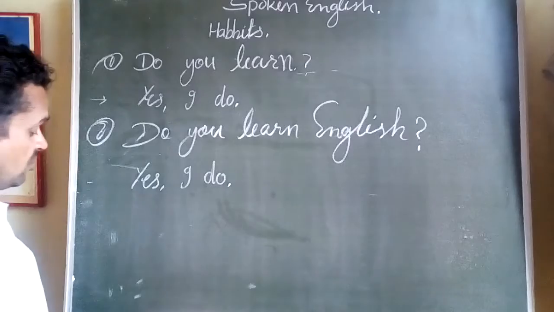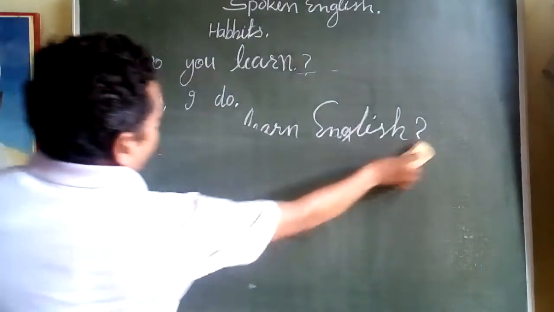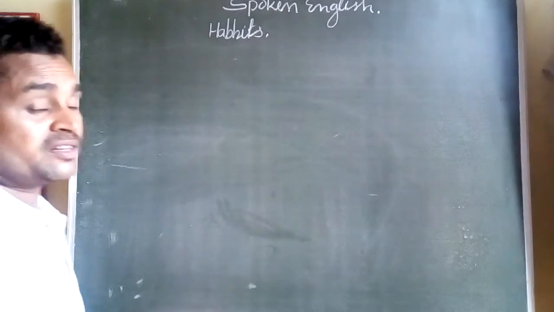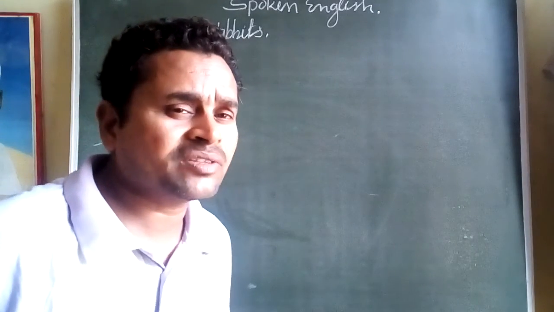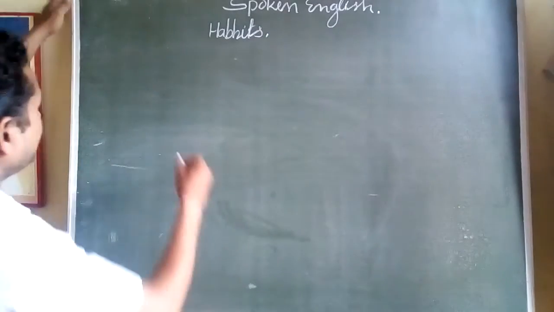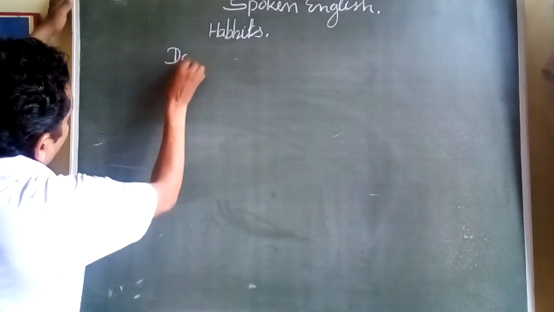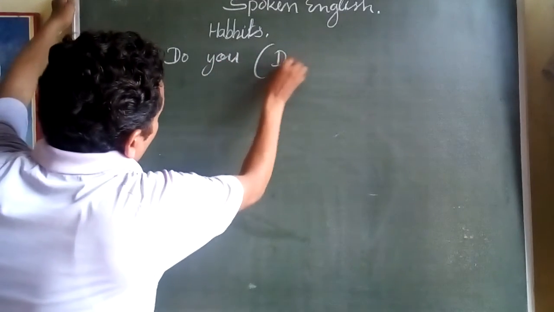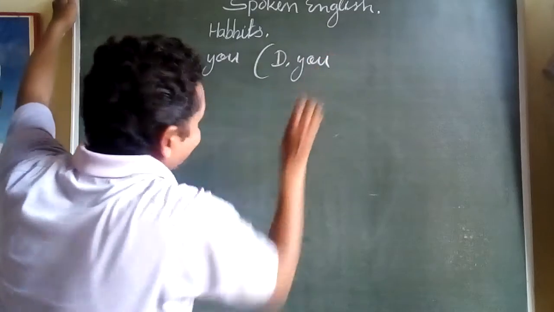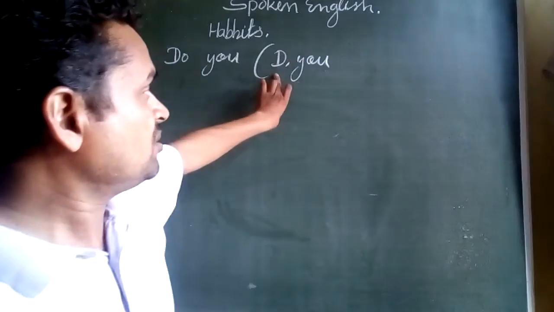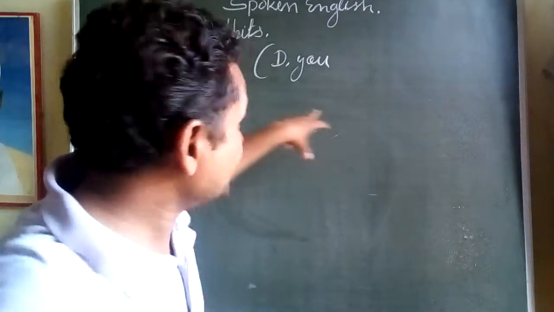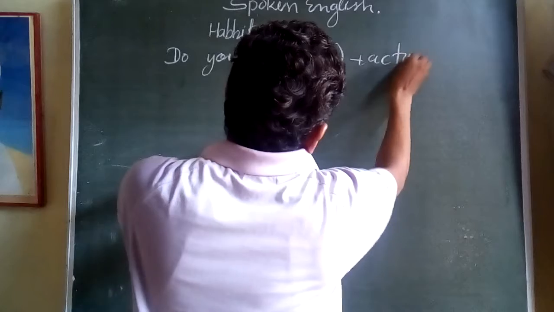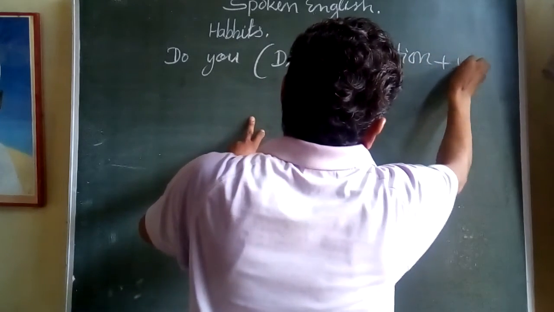Well, so now come to the next point. It means there is an abstraction, you can say that, or there is a summary you can use. Do you? You can speak just like that. Do you speak English? So, do you, plus action, and plus object.